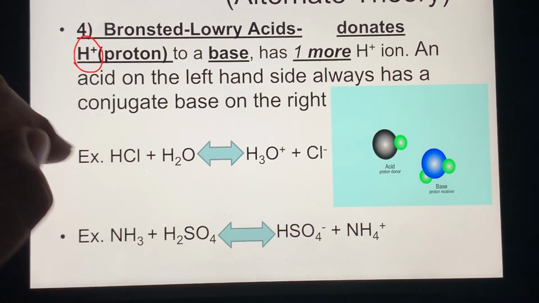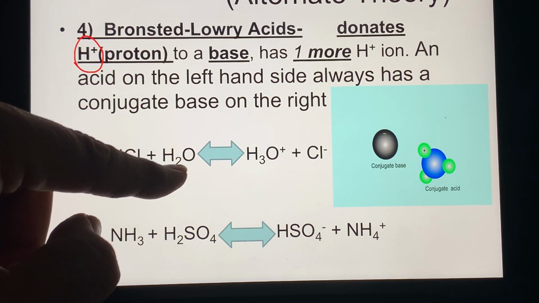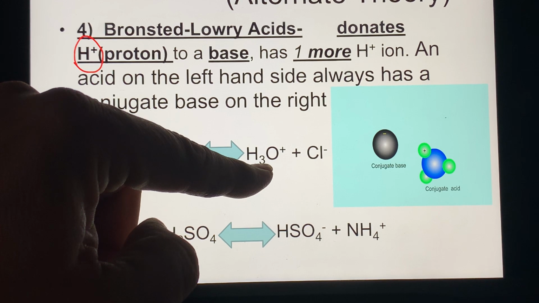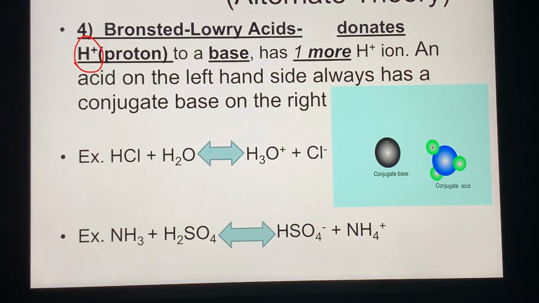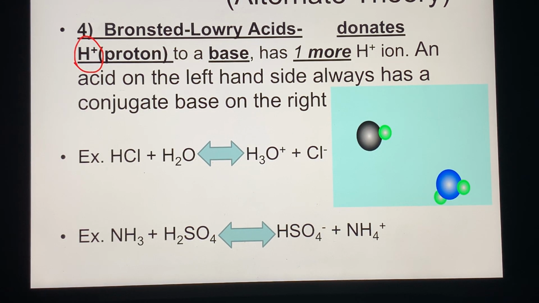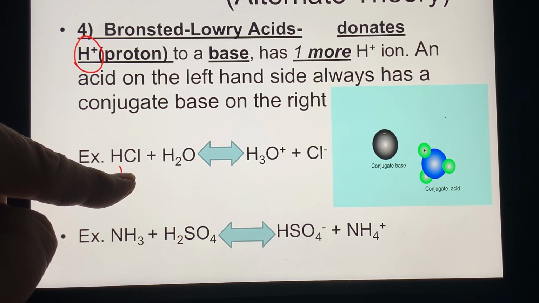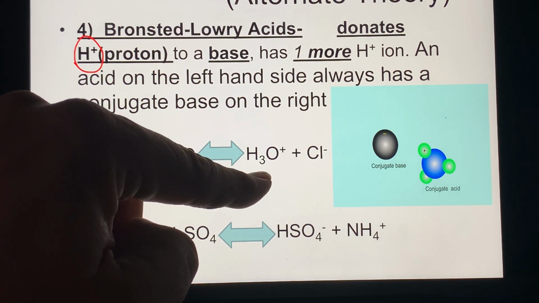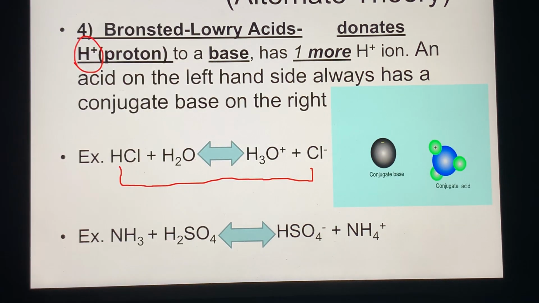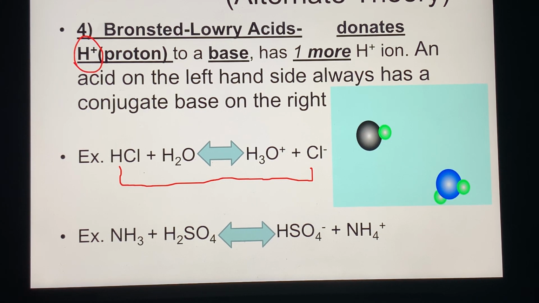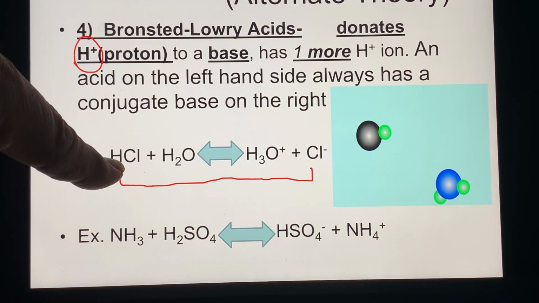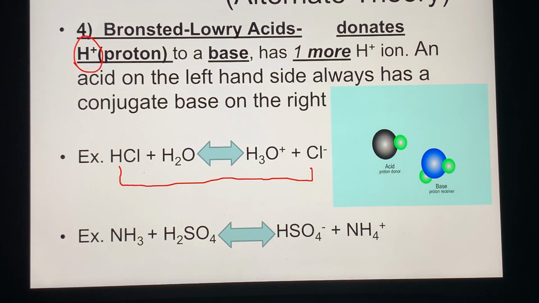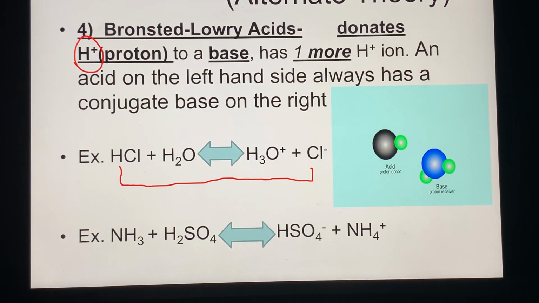Let's look at this reaction over here. I see HCl plus water, double arrow, H3O plus, hydronium ion, plus chloride ion. Guys, all you have to do is this. Connect the substances that look similar. The only difference is there's going to be one hydrogen. One compound's going to have one more hydrogen, the other one's going to have one less. So HCl on the left looks like which guy on the right? Well, it looks like Cl negative. The only difference is HCl has one more hydrogen. This guy has zero hydrogens. So that's what's called a conjugate pair.